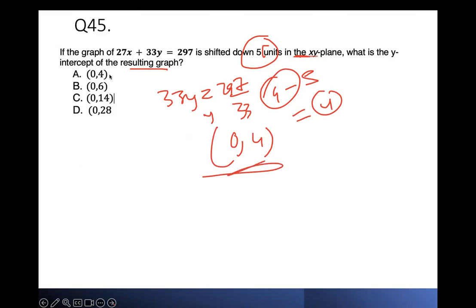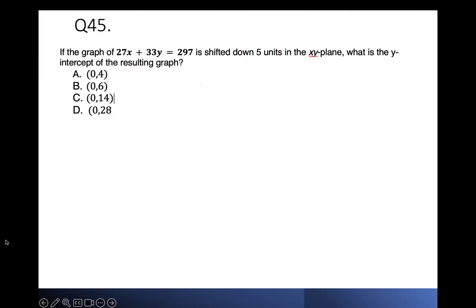You can add the 5. The answer choices are favorable. They could have put 9, but I forgot. So this is minus 5. You subtract the 5 from the 9 and you get 4. Therefore, that's your right answer. A is your right answer.